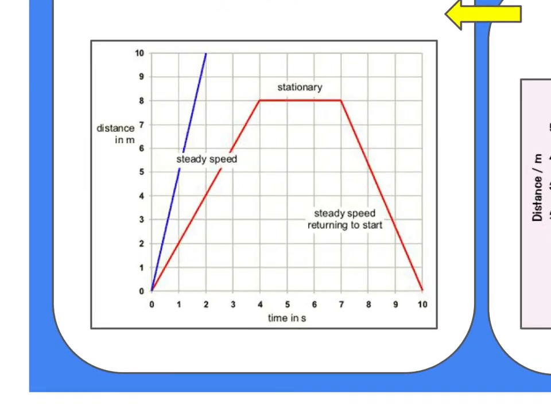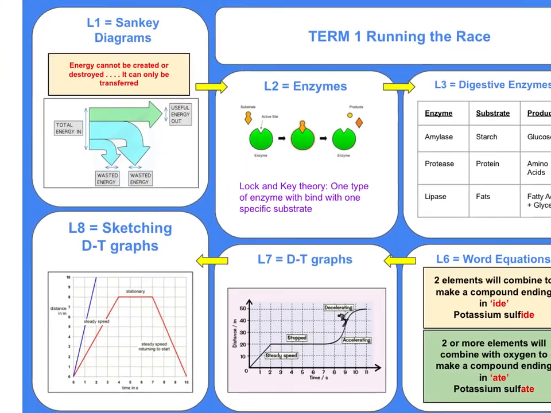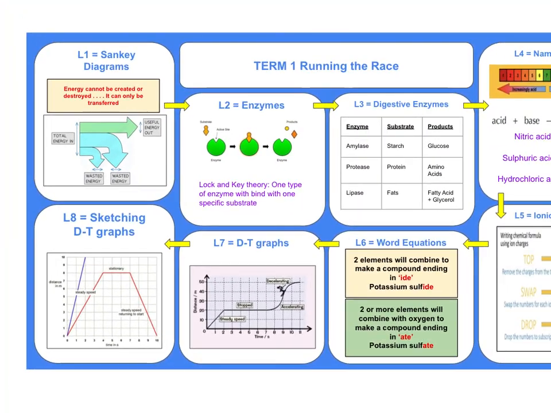We also talk about how a steady speed, which is represented by a straight line, if you increase the steepness of that line, it means it's going faster. As we can see here, it's covering more distance for less time. And that is term 1 running the race, a recap.